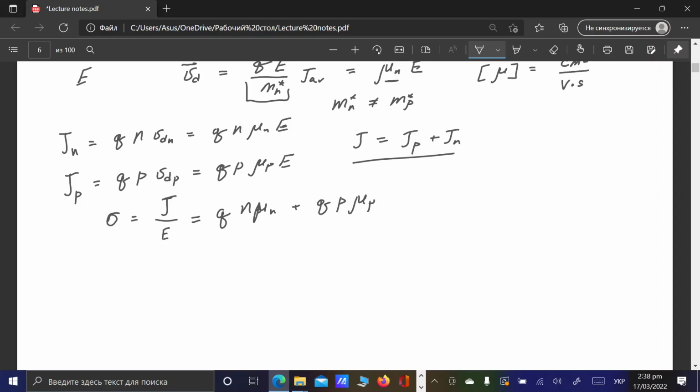So from your point of view, what could be the reason for such a non-equal distribution of charge carriers in a semiconductor? How can we create this condition?